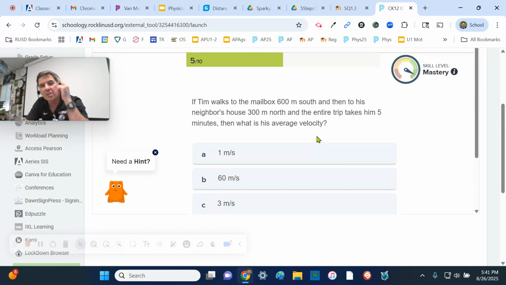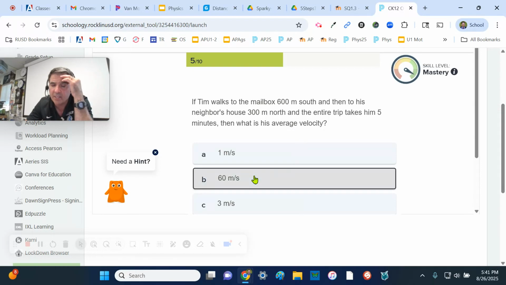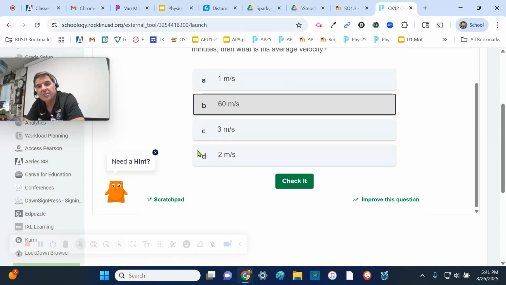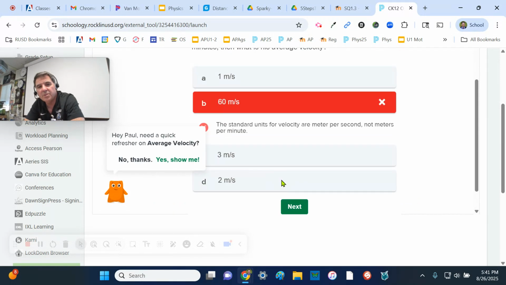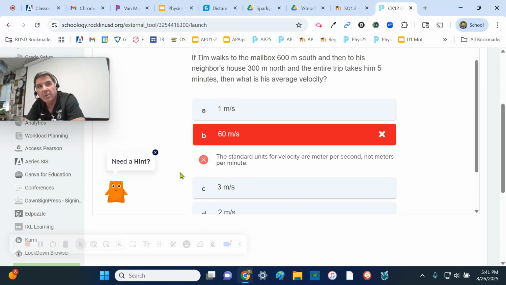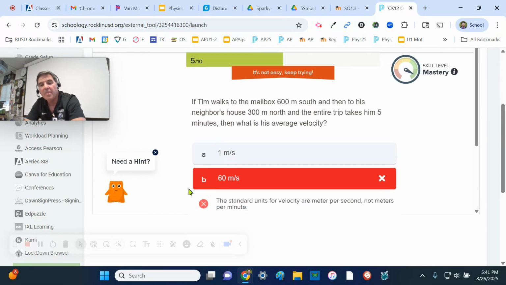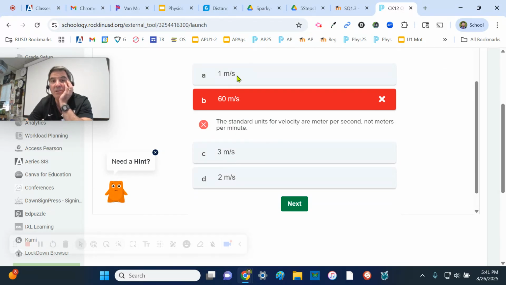So you could get this wrong. You'd be like, okay, I'm gonna do 600 south and 300 north, right? That's down 600 and up 300. So that's 300 over 5. And 300 over 5 seems like 60 meters per second. But that's 60 meters per minute, right? So if I check that, it's going to be like, oops. No thanks. I can do this on my own. If it's 60 meters per minute, then it might be a different answer, right? So, and you go through that, and maybe it's this one.